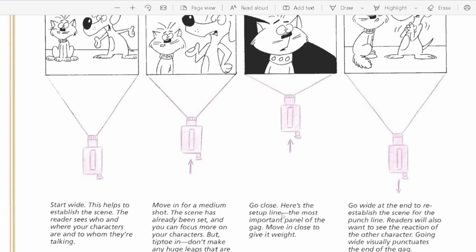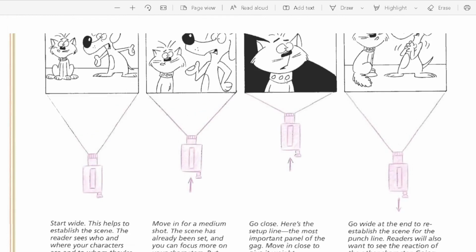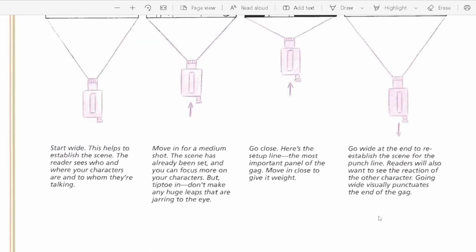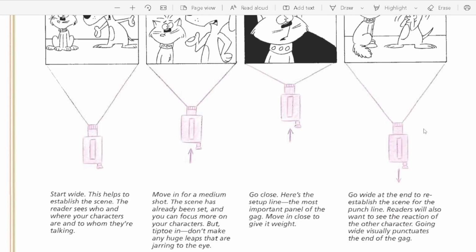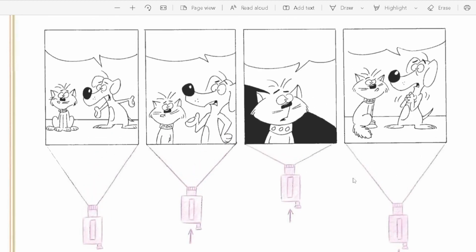Go close. Here is the setup line, the most important panel of the gag. Move in close to give it weight. Go wide at the end to re-stabilize the scene for the punchline. Readers will also want to see the reaction of the other character. Going wide visually punctuates the end of the gag.